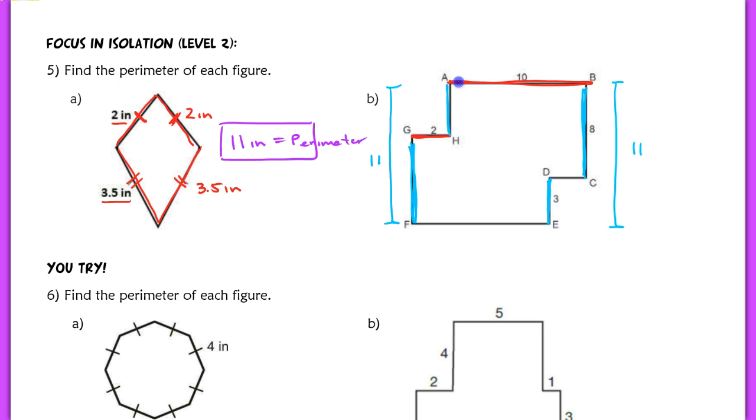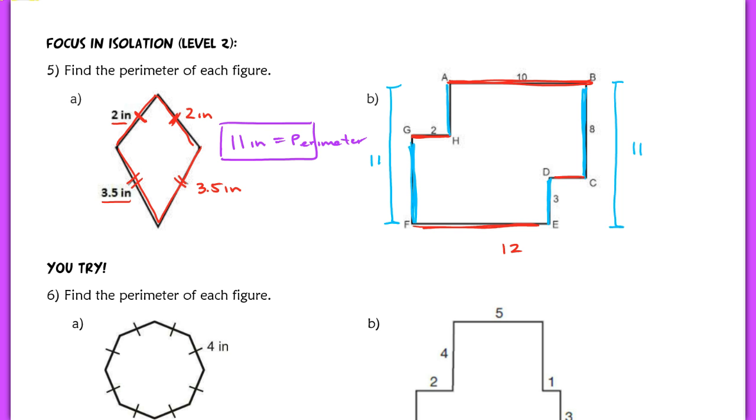If I look at this horizontal line, A to B and G to H, that length is 2 and 10, which means FE and DC must also add to 12. 2 plus 10 is 12.